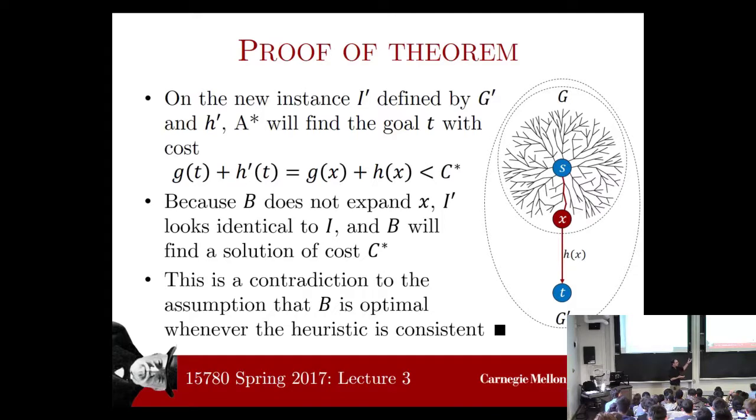But if you didn't expand X and you never see T, right, the inputs that you get to the algorithm, at every step, will be exactly the same. At every time, you get the same neighbors, you get the same value of the heuristic function, everything looks exactly the same to you. So if B is making decisions at every point based on what it's seeing right now, what it will see at any point will be identical as long as it didn't expand X.